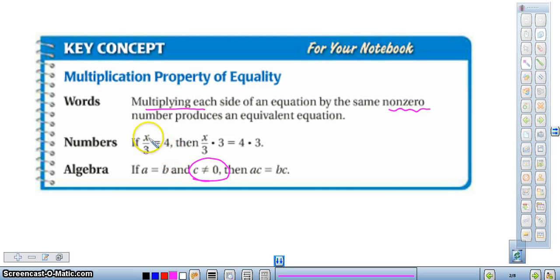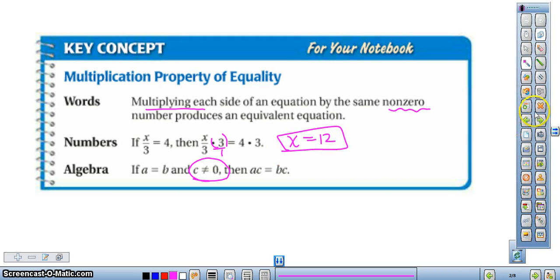So if we have x divided by 3 equals 4, now in your head you might be thinking, I know what that is. The opposite of divided by 3 is we're going to multiply by 3, and we might even put 3 over 1. On the other side of the equation, we multiply 4 times 3. The equivalent equation is x equals 12.